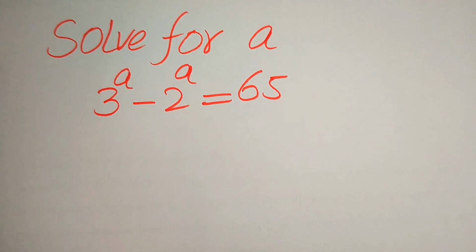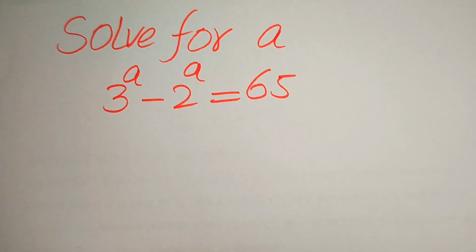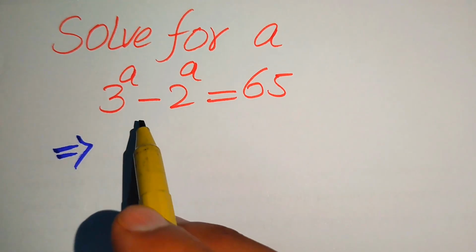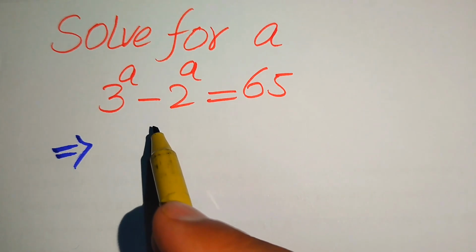So here we have 3 to the power of a minus 2 to the power of a equals 65, and we solve this problem for all the values of a. So here first we rewrite this equation, where we will just multiply and divide the exponents of both of these two terms by 2.